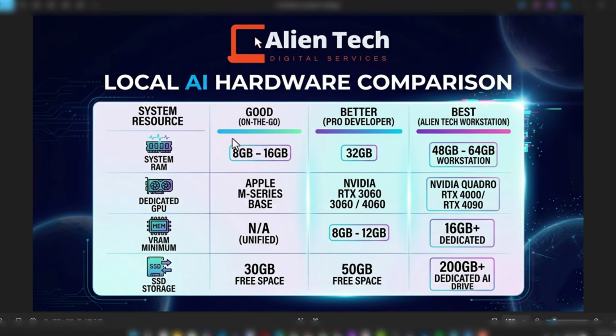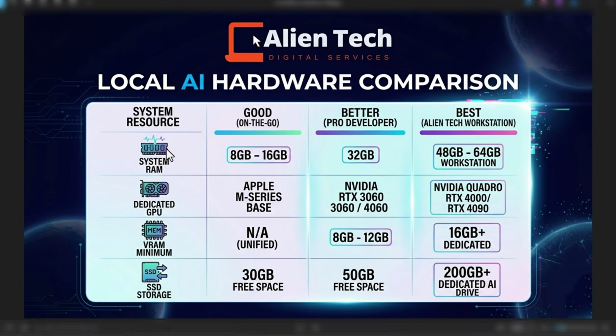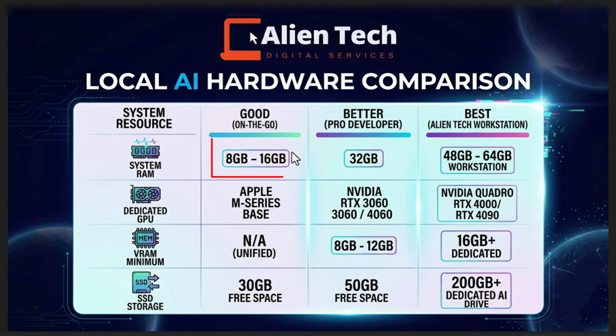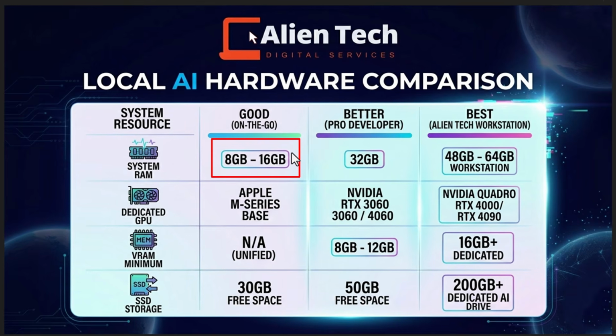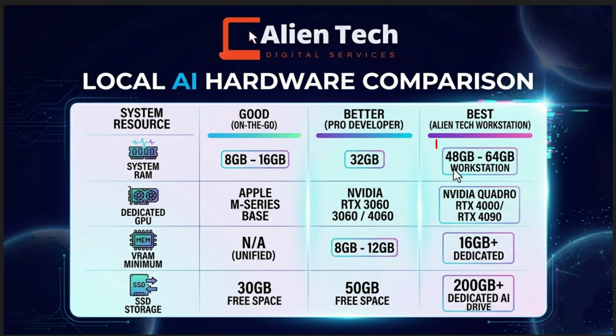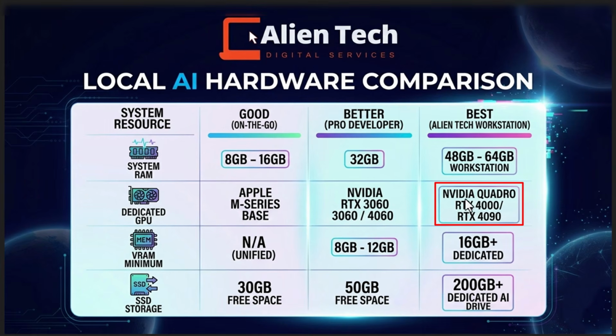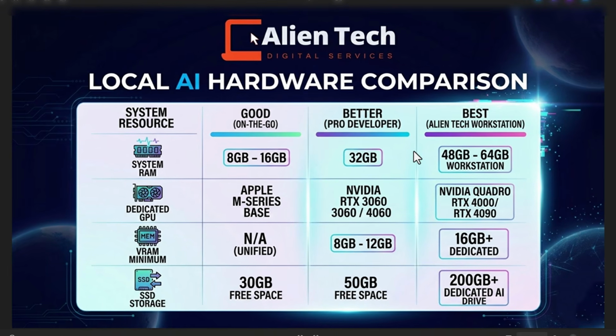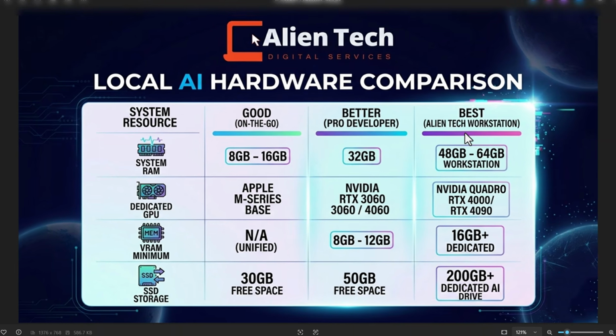So, local AI relies heavily on two elements, your system memory and your graphics card. While a basic 16GB machine can run standard models comfortably, a high-performance workstation utilizing 48GB to 68GB of RAM combined with a dedicated GPU like an NVIDIA Quadro RTX 4000 represents the absolute sweet spot for zero latency execution.